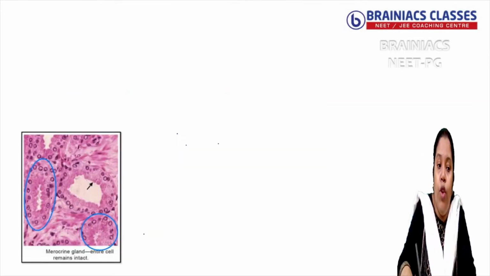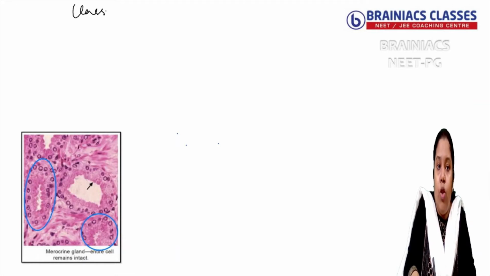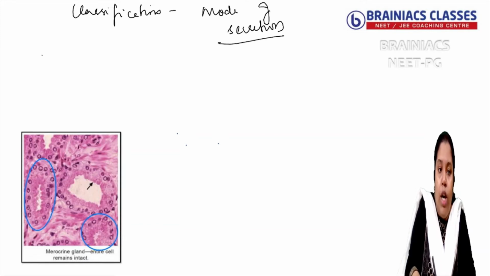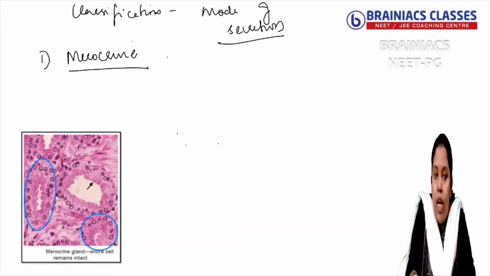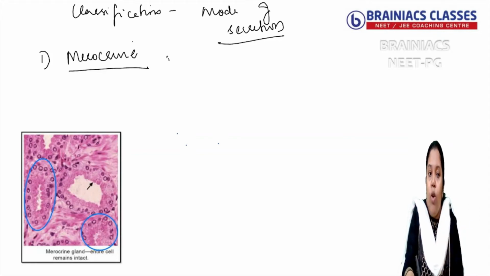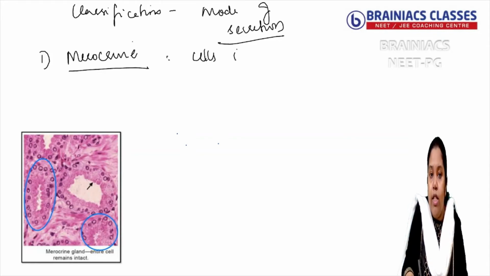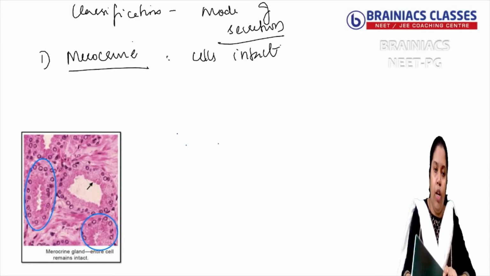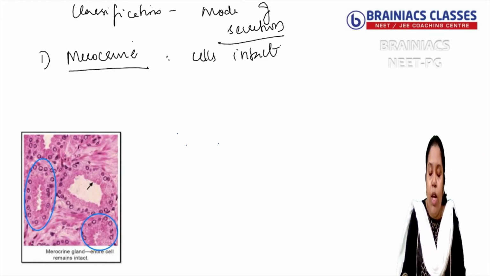Now we are moving on to the classification based on the mode of secretion. The first one is the merocrine gland. What do you mean by merocrine gland? Here, even after the secretion, the glandular cells will be intact. After the secretion of the enzymes or whatever the glandular product, the cells will be intact.